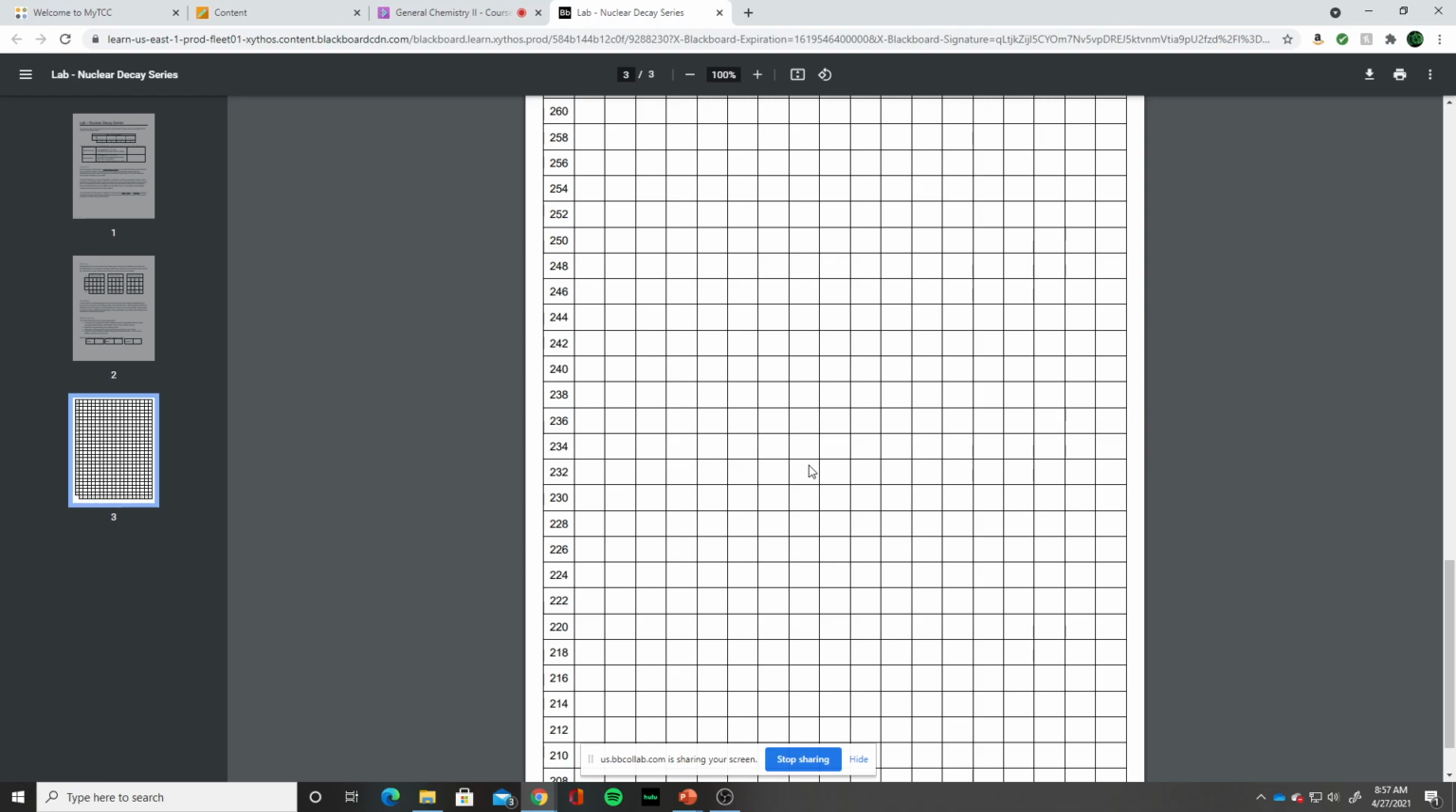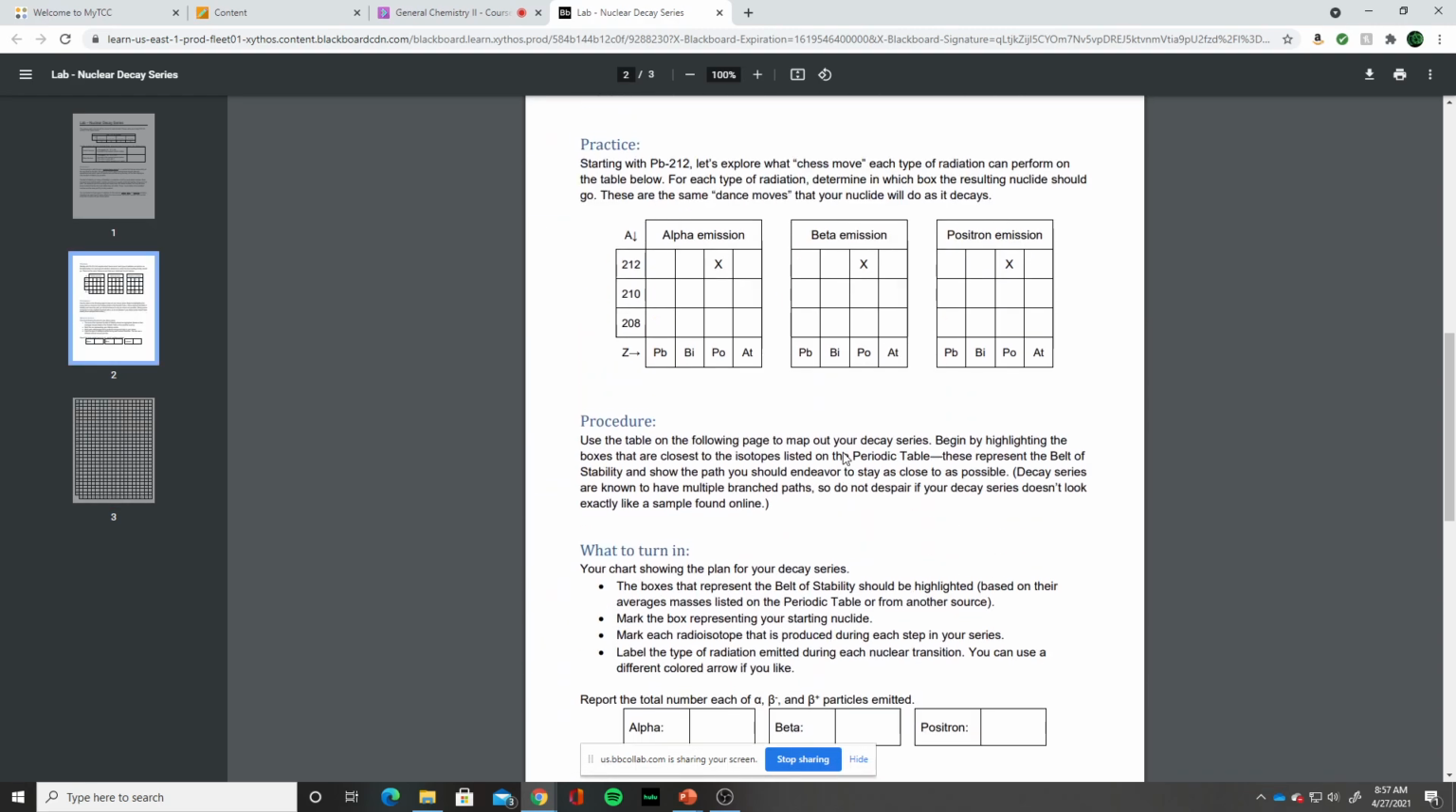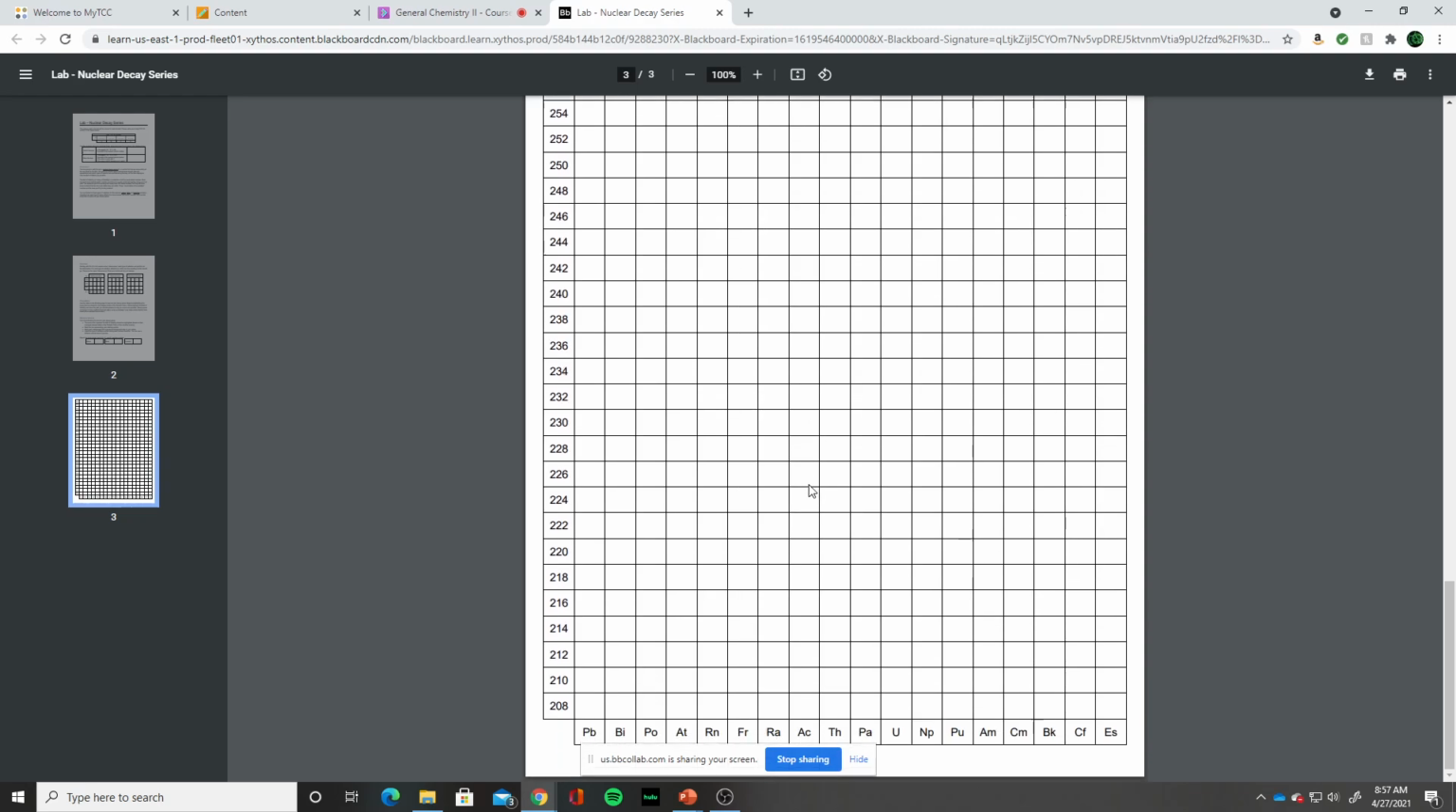So you might have to print this off and do it by hand and take pictures. If you can get this into a Word document, which I believe is possible to do if you download it and you can manipulate it in Word, you should be able to shade the boxes at that point. But it would probably be easier just to print it and then take a picture of it when you turn it in. So you should end up with kind of a down and to the right moving belt of stability here for the elements.